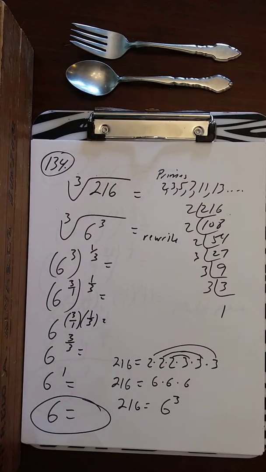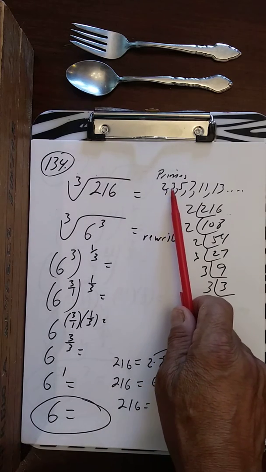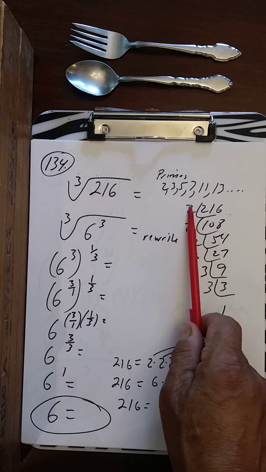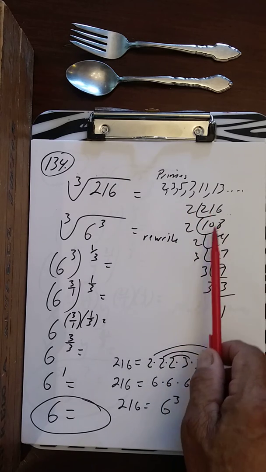Take the cube root of 216. Let's do it without a calculator. Prime numbers: 2, 3, 5, 7, 11, 13, and so on. Does 2 divide this number? Yes. Does 2 divide this number? Yes.